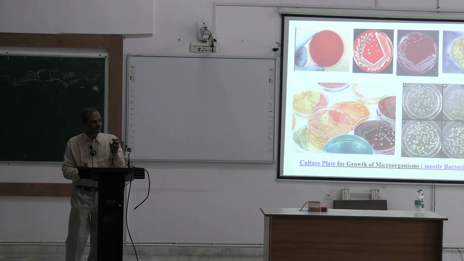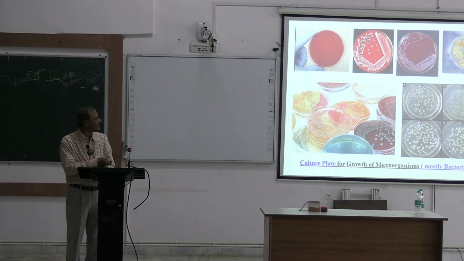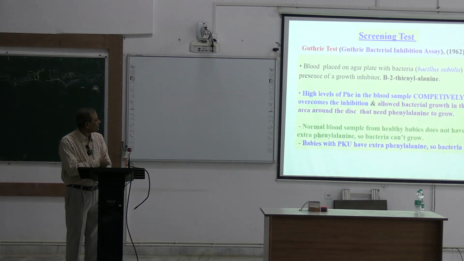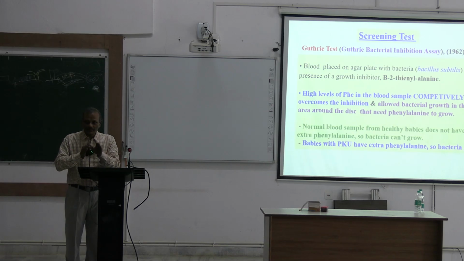Now, we have collected blood in the filter paper. And suppose the baby is having phenylketonuria, the phenylalanine level will be high. So, that amount of phenylalanine will competitively inhibit the beta-2 thienylalanine, and then it will percolate into the medium, because Bacillus subtilis will require phenylalanine to grow.